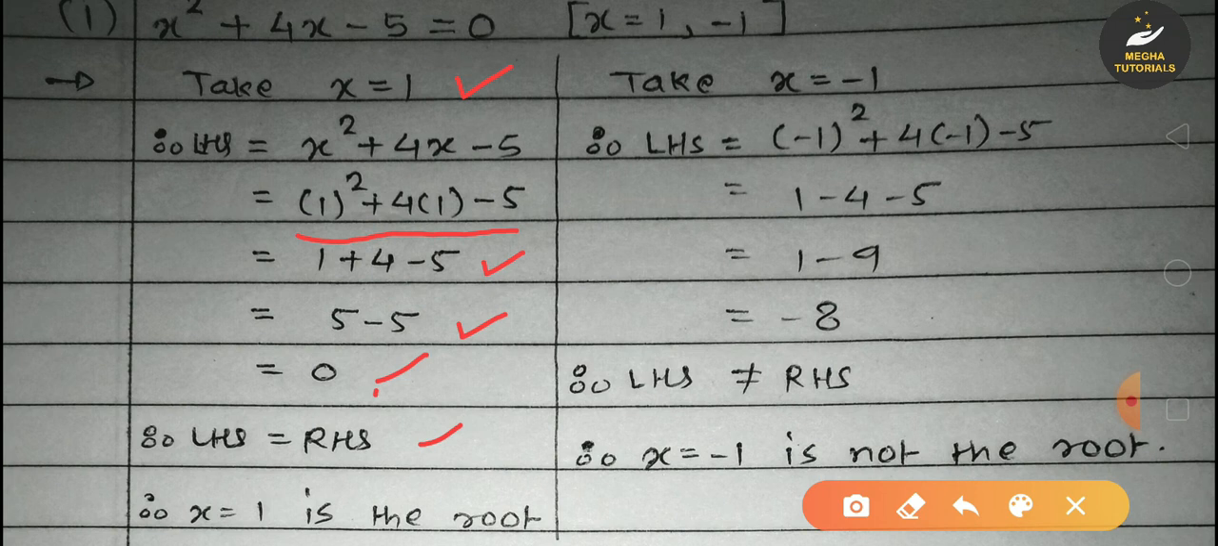Then take x is equal to minus 1 on this side. So put the value in the given equation. So minus 1 square plus 4 into minus 1 minus 5. Minus 1 square is 1, 4 into minus 1 is minus 4, and minus 5 as it is. So minus 4 minus 5 is minus 9. So 1 minus 9 is coming minus 8, which is not equal to 0.